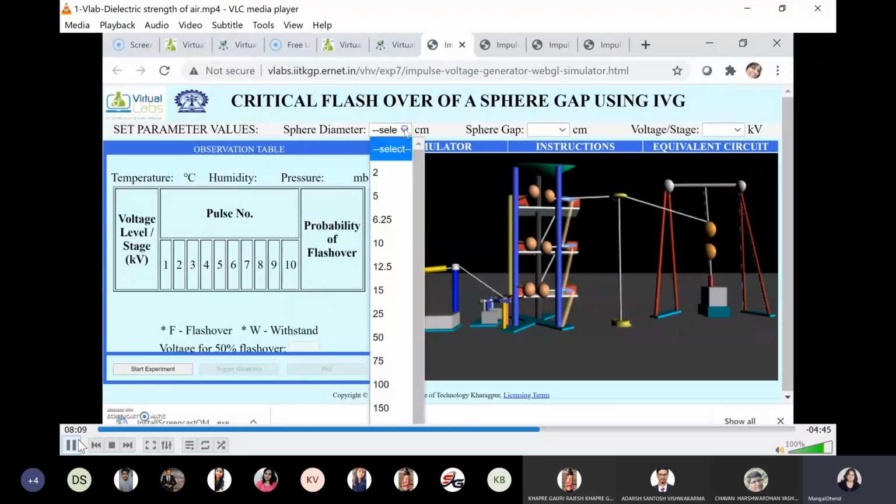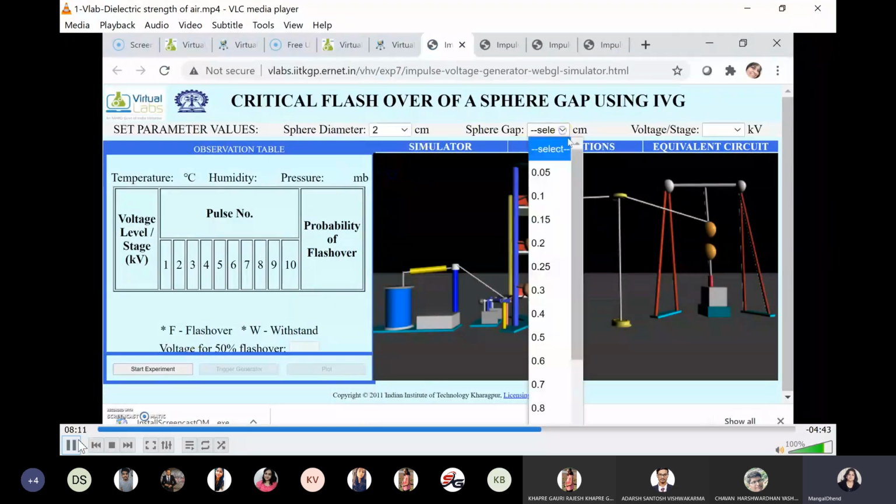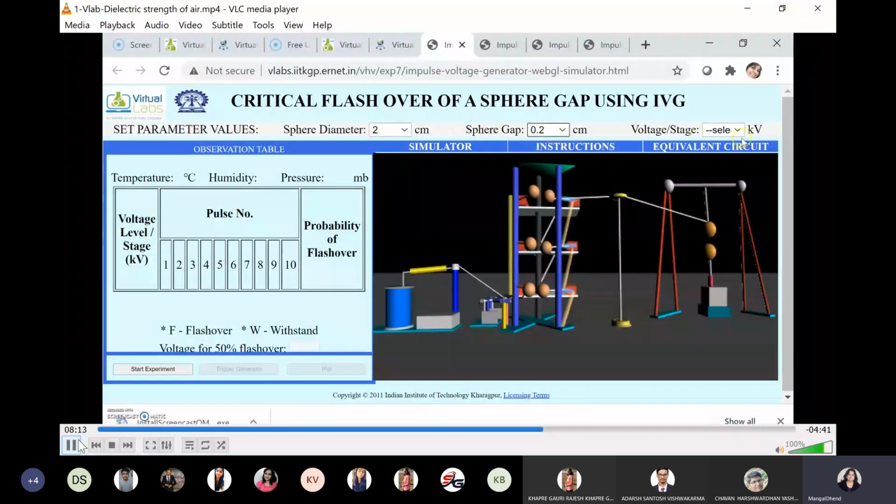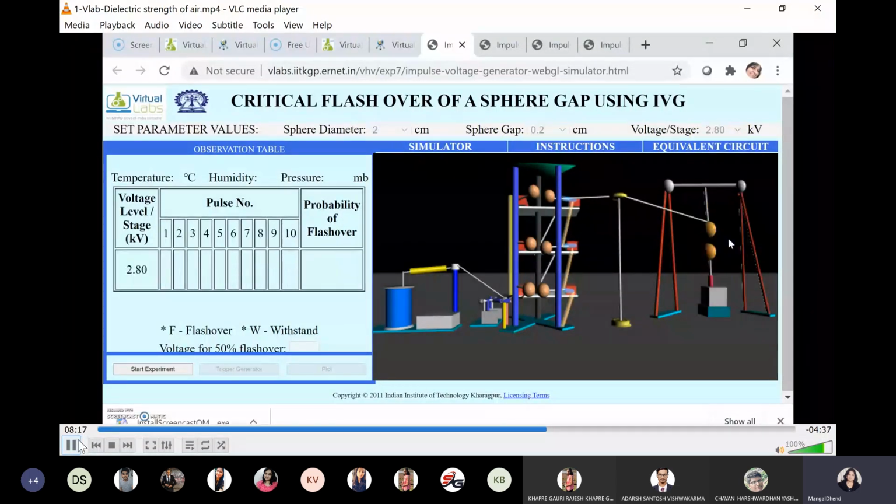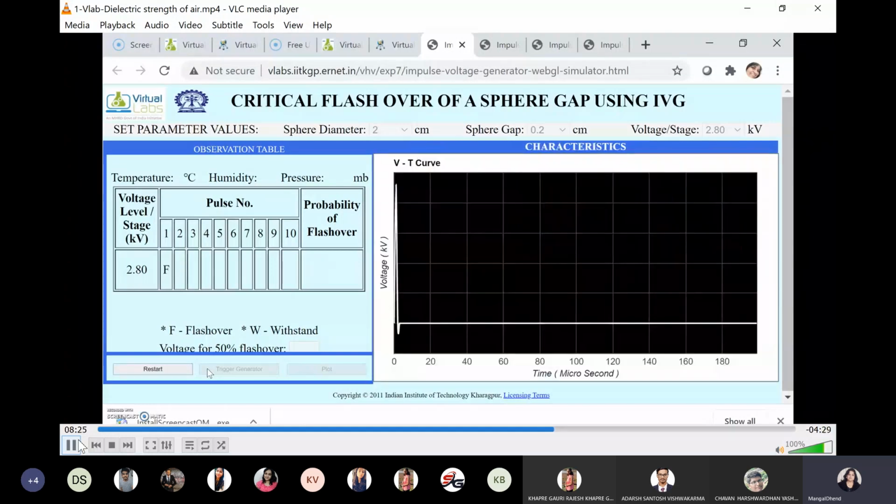Now increase the voltage. Okay, this we are keeping the same, and just find out. Now 2.8. Now it will get it. Just observe. You can see the spark there. Yes, see the spark. So breakdown of air has occurred at 2.8 kilovolt. So this will be your reading.